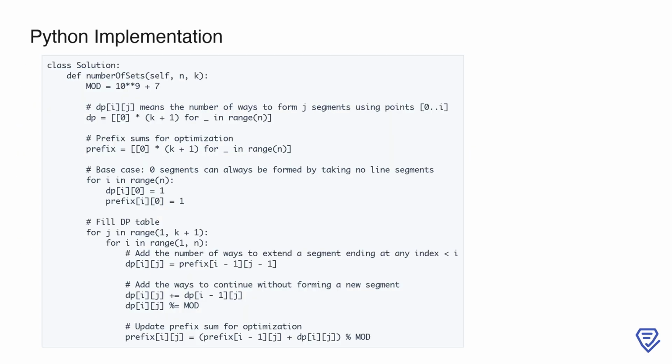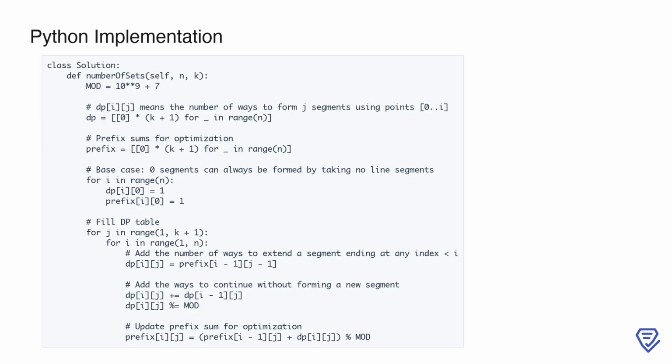Here, we start by defining the function numberOfSets within the Solution class. The parameter n represents the total number of points, and k is the number of non-overlapping line segments we want to form. We initialize a constant mod to handle large numbers since the result needs to be returned modulo 10 to the power of 9 plus 7.